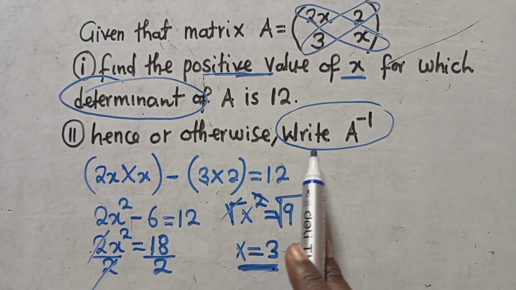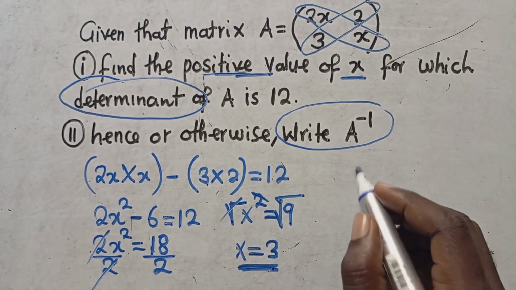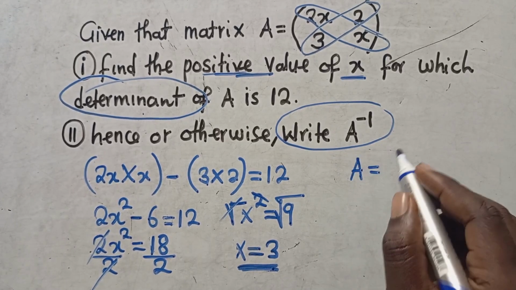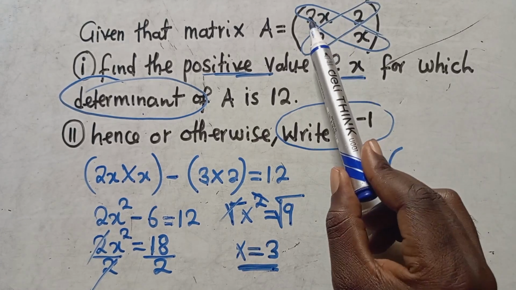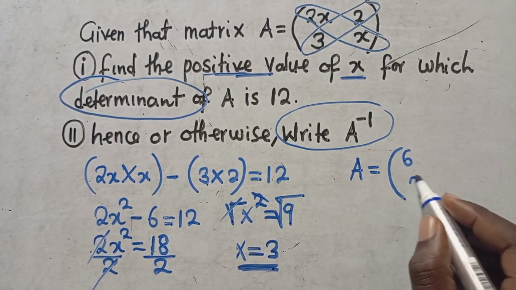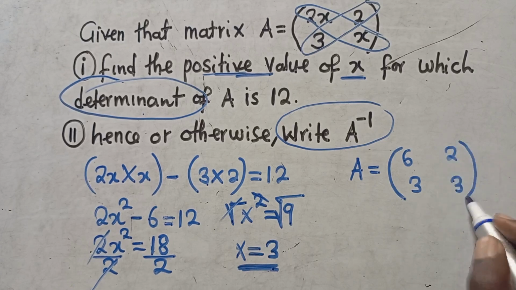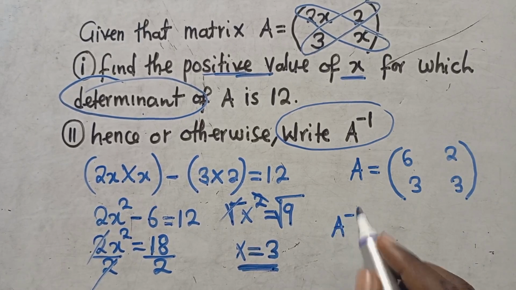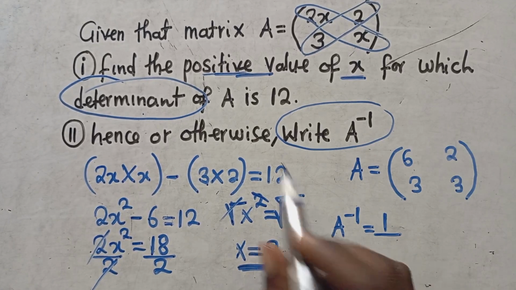Hence or otherwise, write A to the power negative 1. That is the inverse. So this is the matrix A. We know that x is 3, so 2 times 3 is 6. Instead of writing 2x, I'll just write a 6, then 3, then 2, and x is 3. This is the matrix that we are talking about. A inverse is equal to 1 over the determinant. What is the determinant in this case? The determinant is 12.